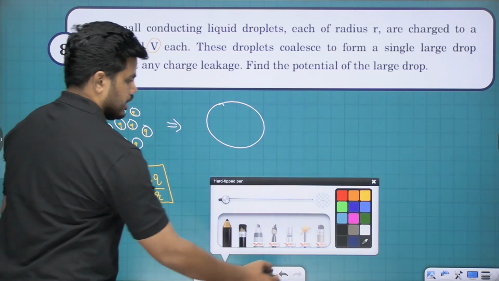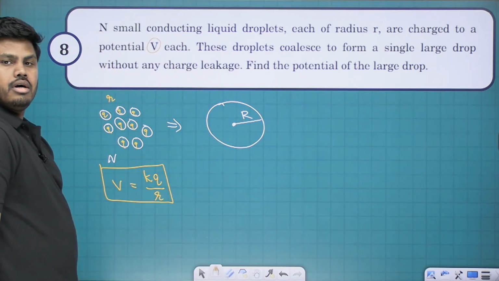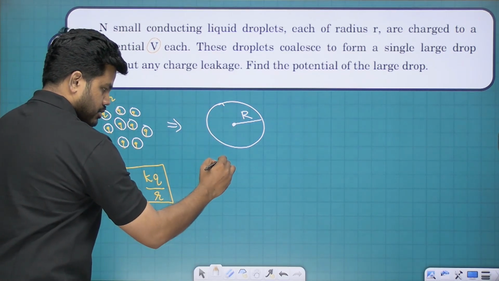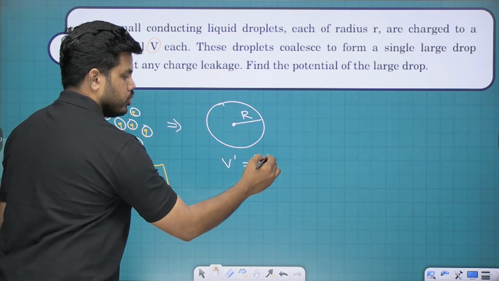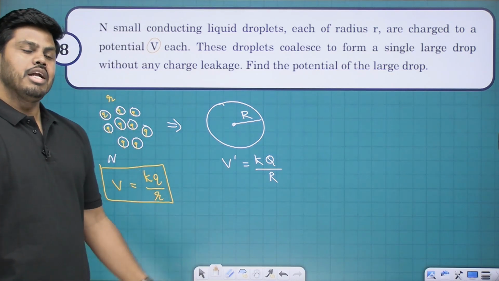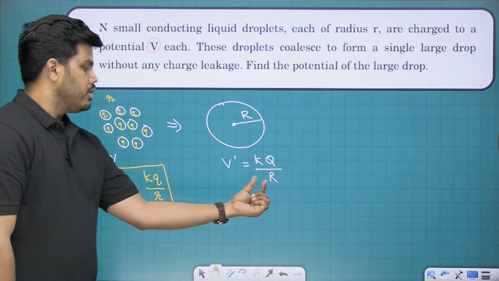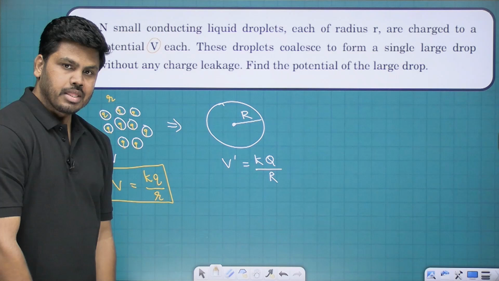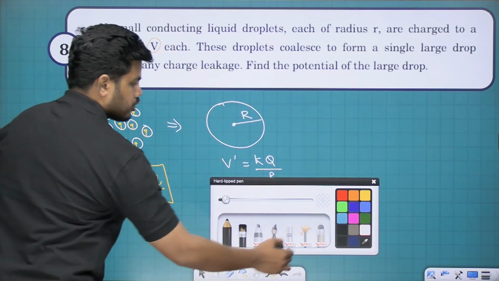Fine. Now, what will be the potential of this big drop when we combine all of them to form a bigger one? Let me take it as V dash. The potential of the bigger one is going to be the same, K into capital Q divided by capital R. Okay, now if you can connect or replace this capital Q in terms of small q, capital R in terms of small r, we can compare V dash and V. That is your end result. No numerical values given, right? Okay, see what could be Q?